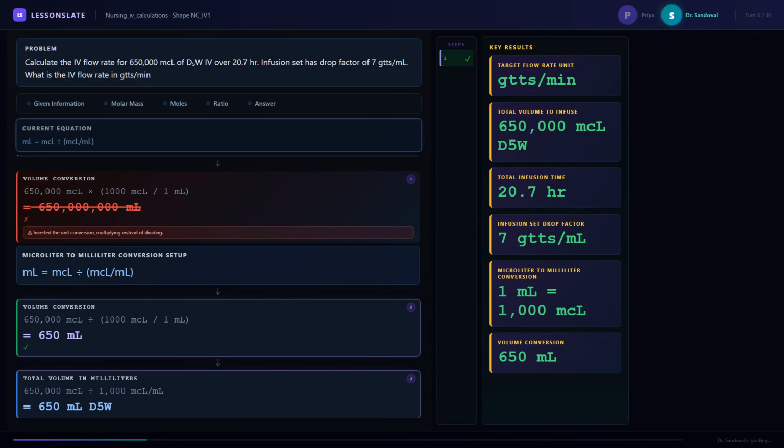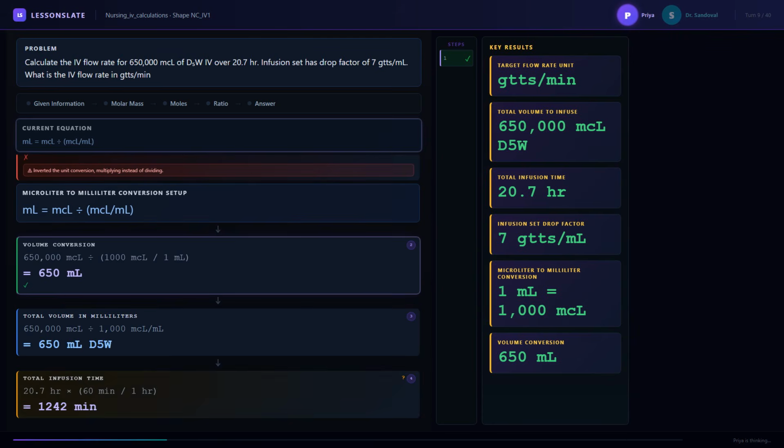Now that we have our total volume in milliliters, what's the next logical step in calculating the IV flow rate in drops per minute? Okay, so we have the volume in milliliters now. I think the next thing we need to do is convert the time from hours to minutes, since the final answer needs to be in drops per minute. There are 60 minutes in an hour, right? So 20.7 hours multiplied by 60 minutes per hour would be 1,242 minutes.